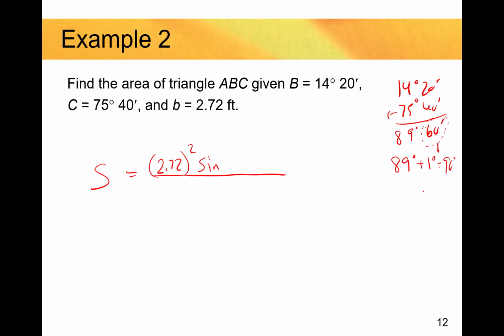So are we okay with 90 degrees for our angle A? Is that right? Okay. So now I got little b is here, so that means it has to be sine of 90 degrees, sine of C, 75 degrees, 40 minutes, over 2 times sine of 14 degrees, 20 minutes. Now, do you guys know how to put the degrees and the minutes in the calculator? I got an answer, 14.5.